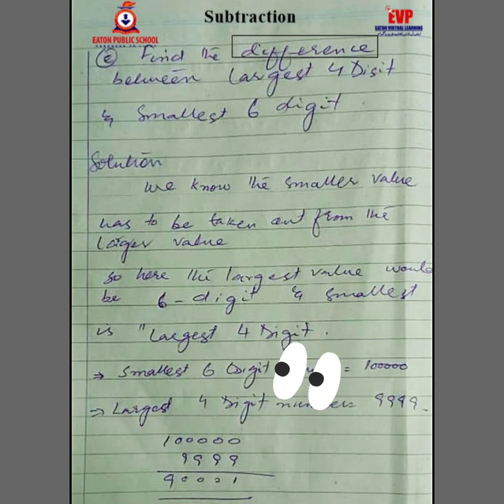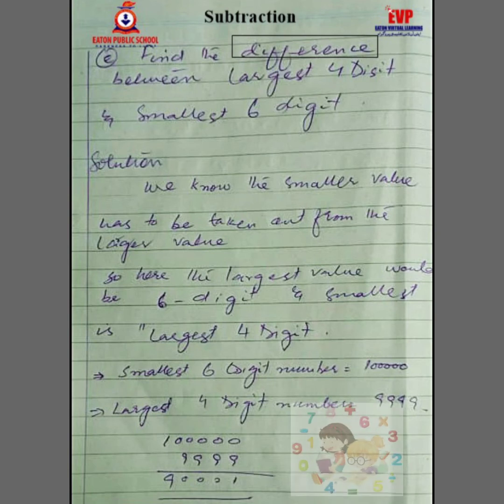Starting with the subtraction part, there is a question which asks us to find the difference between the largest 4-digit and the smallest 6-digit number. As I told you at the start of this lecture, there are particular terms that help us identify the operation that is supposed to be done. Here we are asked to find the difference. Find the difference means we need to do the subtraction operation. Is that clear?